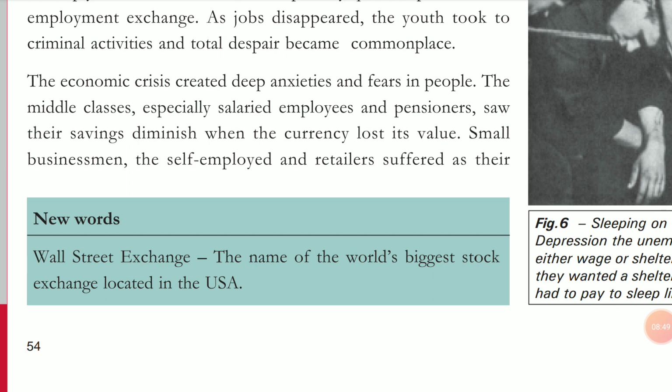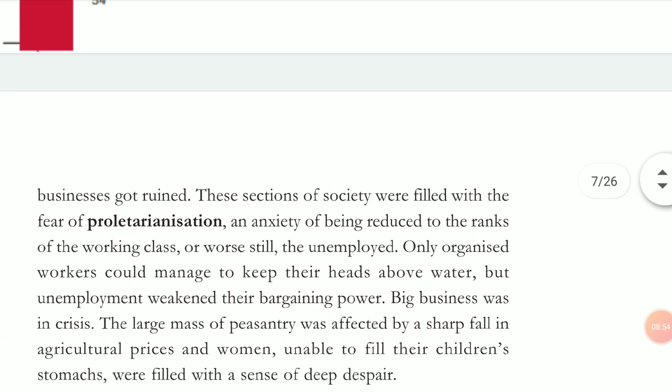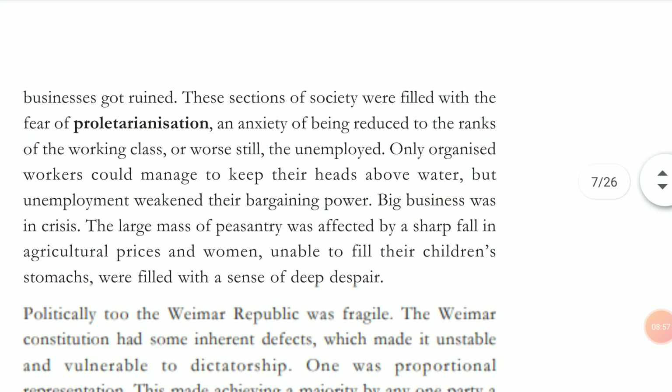Small businessmen, the self-employed, and the retailers suffered as their businesses got ruined. So the small businessmen and the retailers suffered the most. Why? Because their business got ruined. These sections of society were filled with the fear of proletarianization. Proletarianization is a situation where you start fearing that the money we have, tomorrow we might not be able to fulfill our needs, and we might fall into the category of being poor.